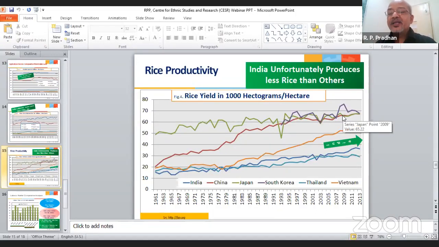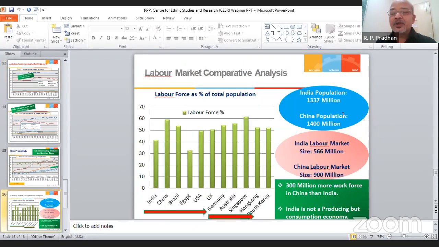We have more agriculture land. We are cultivating more of it also. But what we produce is nearly half of what China produces per unit of land. Per unit of land, we produce much, much less. That's a structural limitation. We have the resource, but it's a case of being very poor with all your resources. That's very unfortunate.